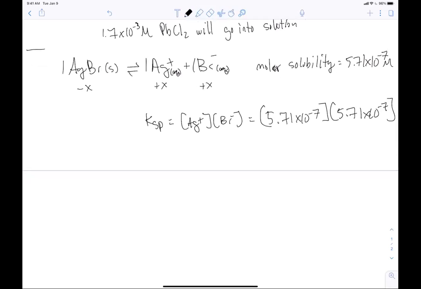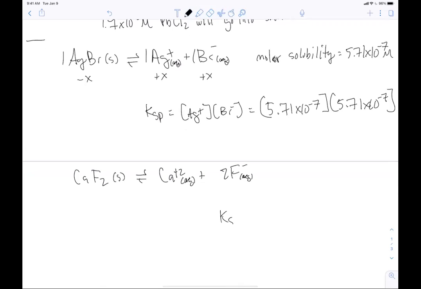If you had something like, here's another example, calcium fluoride, now your stoichiometry is a little bit different. Again, we can write out a KSP expression. The main difference here is just that we have this two coefficient that we have to deal with, so that makes things a little more complicated, but not too bad.